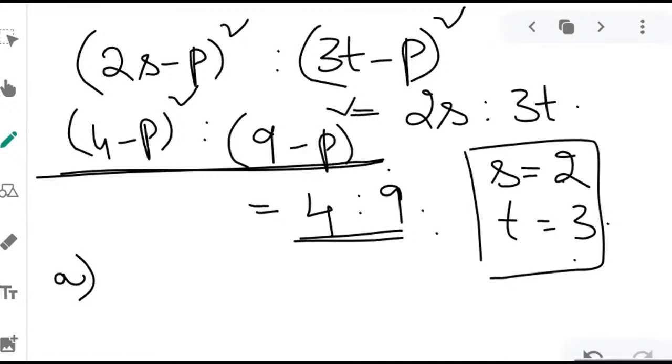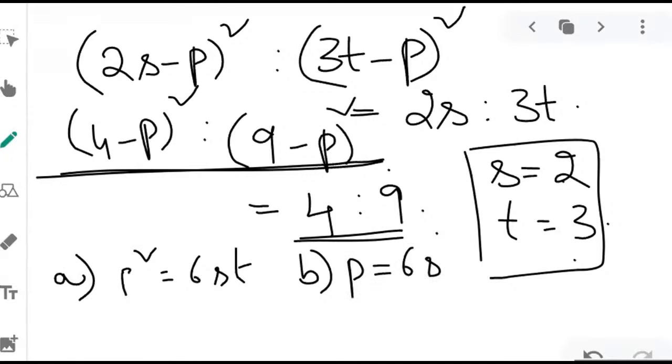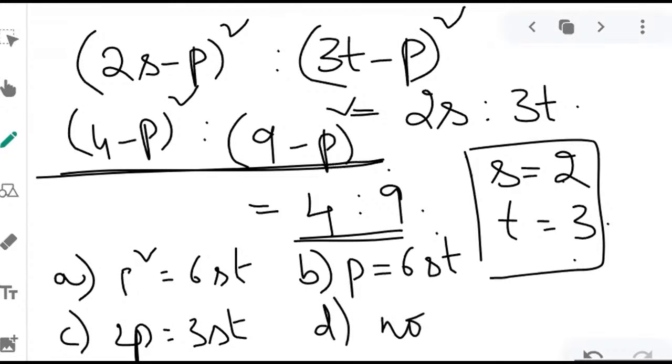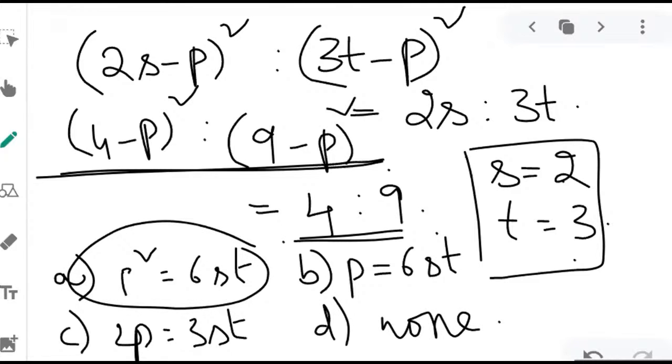So, okay, I won't do the first one first. A is p square is equal to 6st. Go by elimination always. B is p is equal to 6st. C is 2p is equal to 3st, and D is none. So first thing, I'll check the first one. If I put s and t as 2 and 3, what is the value of p according to the first one?